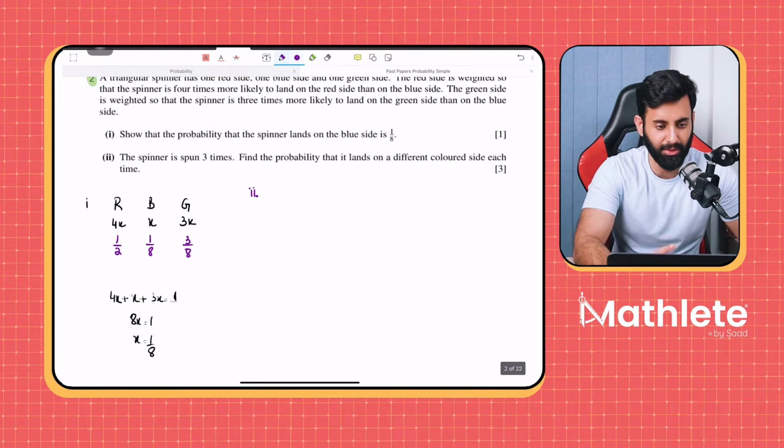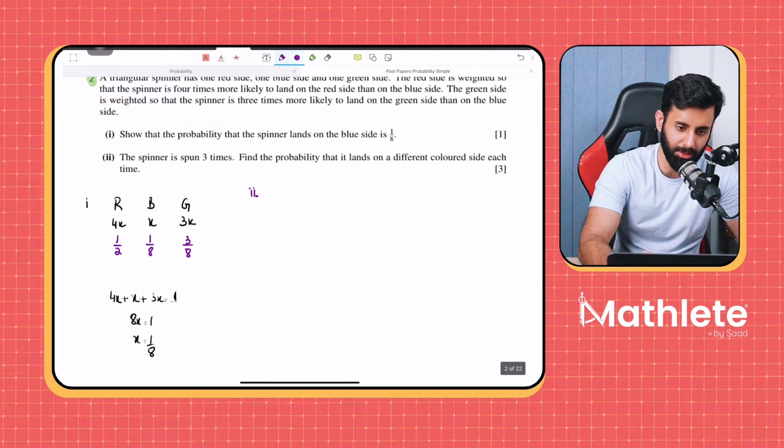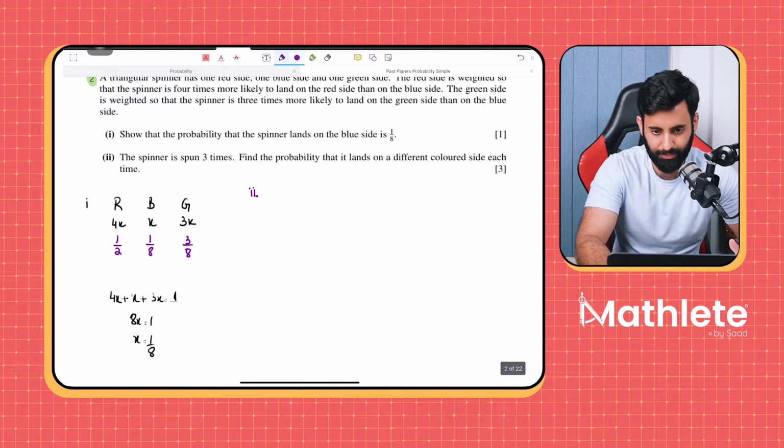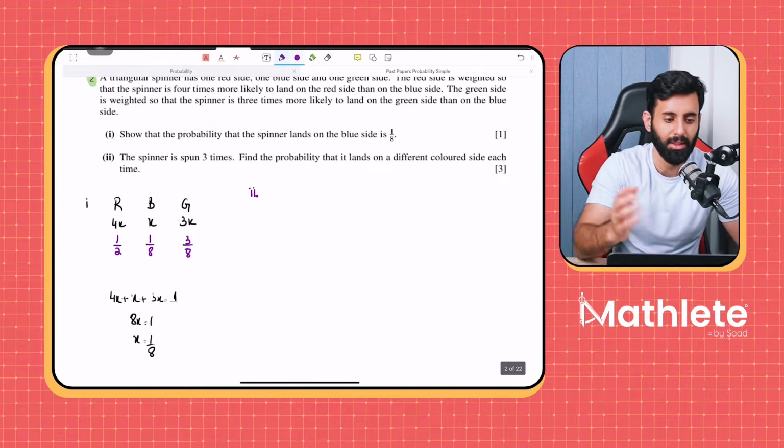The spinner is spun 3 times. Find the probability that it lands on different colored side each time. Okay? Now, just answer my question in yes or no. Is there only one way to fulfill the condition that we have in part 2? That the spinner lands on a different color each time? No, there isn't one way. In fact, there are multiple ways.